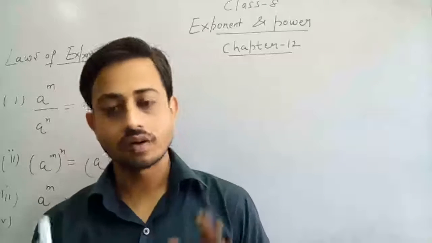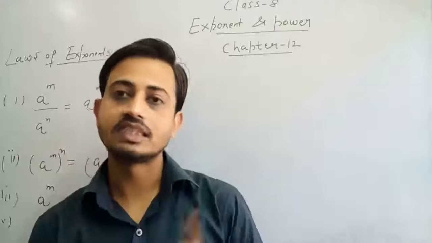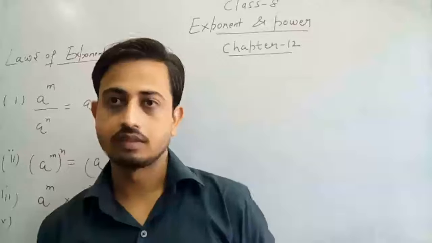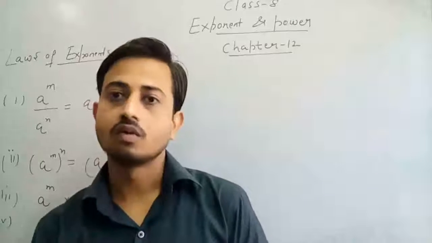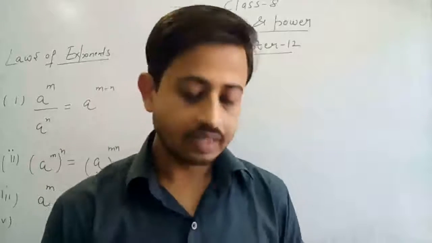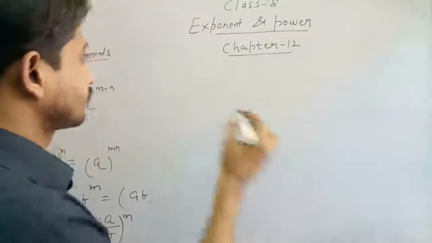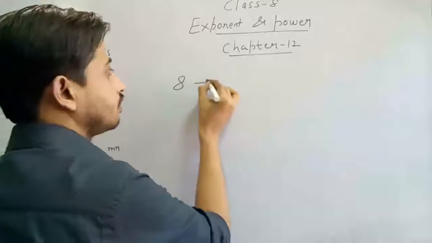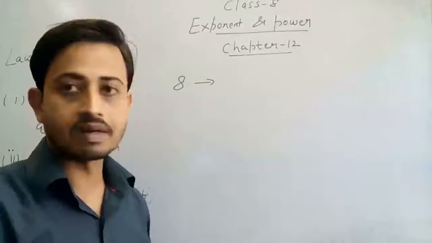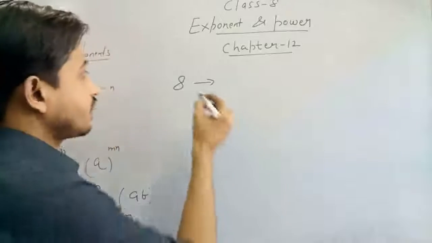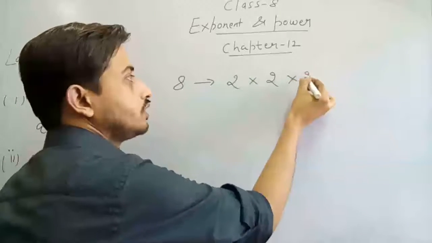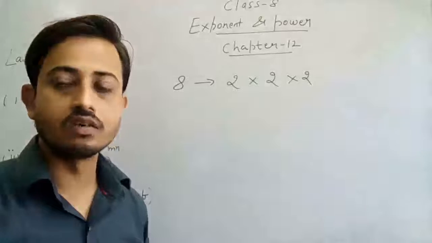Today in this session we are going to start class 8 chapter 12, and the name of the chapter is Exponent and Power. So firstly we have to clear what is exponent and what is power. For example, I am writing a number 8. 8 is a number. 8 can be written in terms of multiple of factor 2. You can write 8 as 2 multiply 2 multiply 2, because if we multiply 2 three times we get 8.